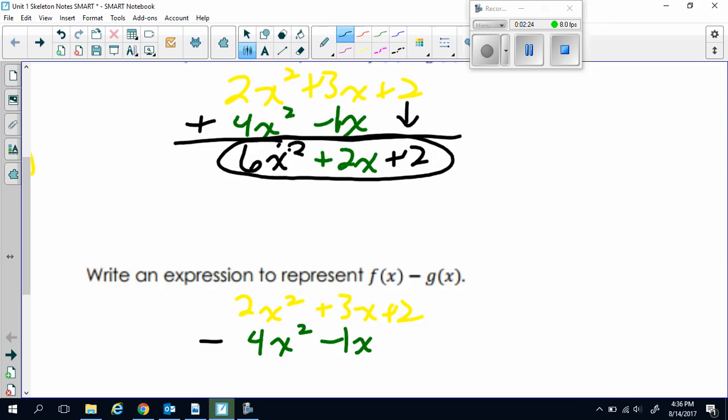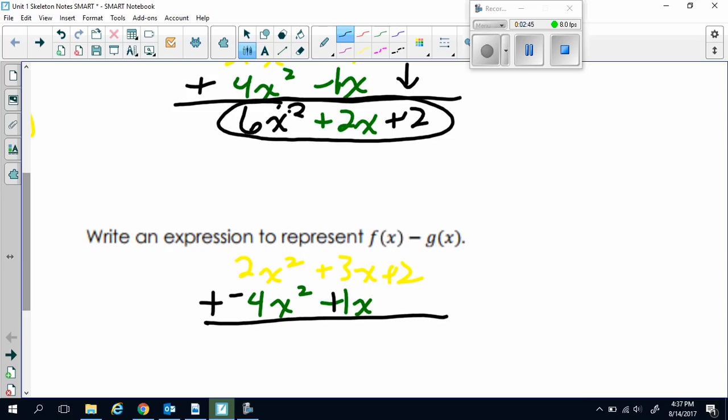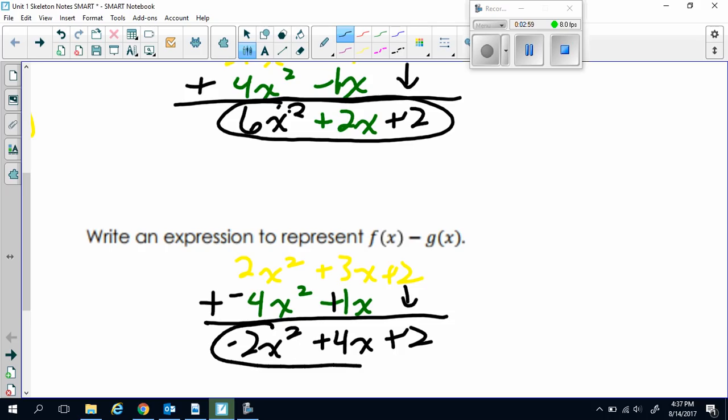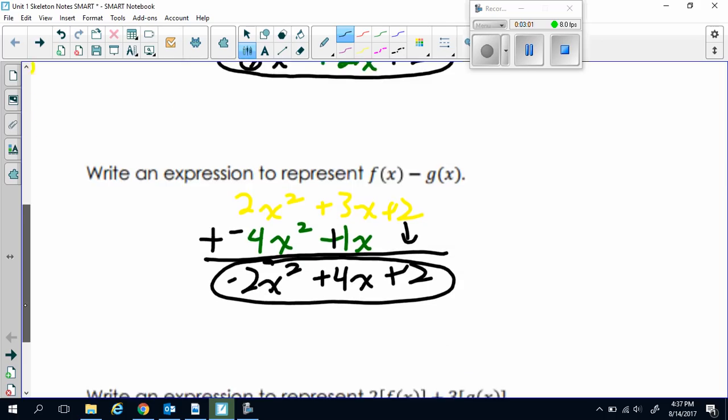Okay. Remember, when you're subtracting, what you're really doing is you're changing all the signs. So what I'm going to do is this is going to become positive, this will become negative, and this will become positive. Okay, so now I'm just adding by the opposite of what it was. All right, so same thing. This time we're going to do 2 plus negative 4, or 2 minus 4, which is negative 2x squared. 3x plus 1x is positive 4x. And again, that plus 2 is just going to come down. Nothing happens to it because remember, you only change the signs at the bottom. So my final answer is negative 2x squared plus 4x plus 2.